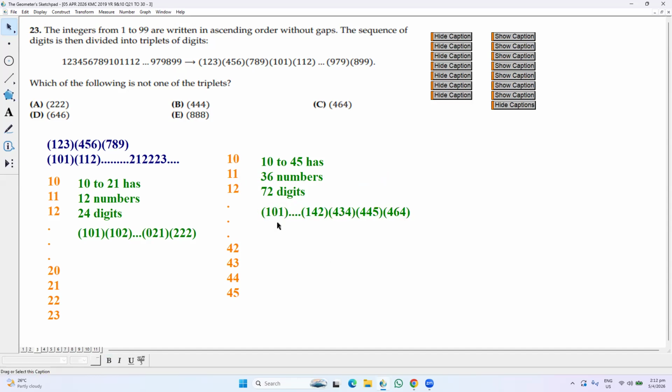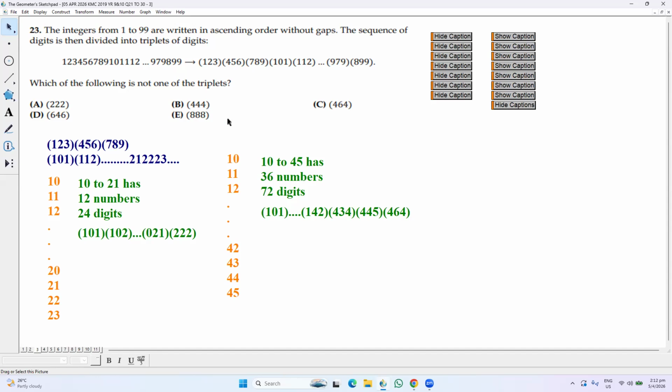Like that, 101 until the 72nd digit will be 4, 4, 5. The last bracket is 4, 4, 5. 72 digits. So you cannot have 4, 4, 4 because it's exactly 72 digits, exactly 3 numbers in one bracket, 24 brackets. So the answer to which of the following is not one of the triplet is 444.